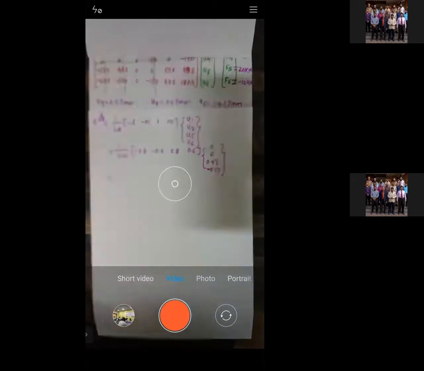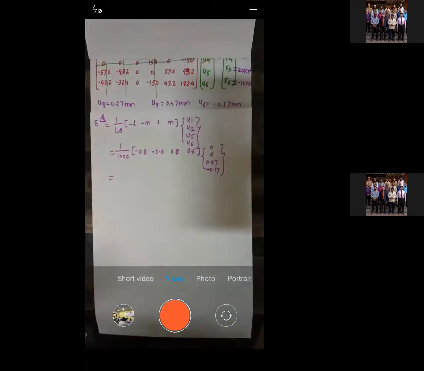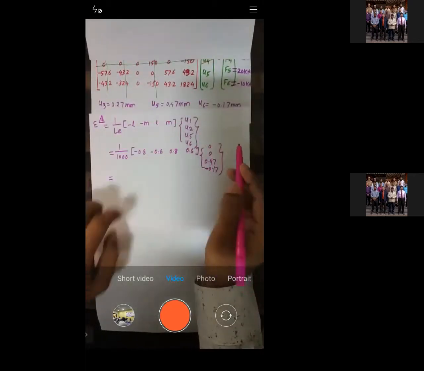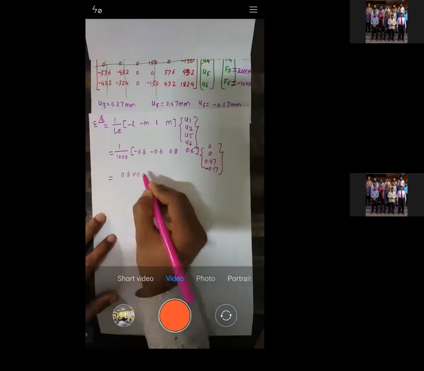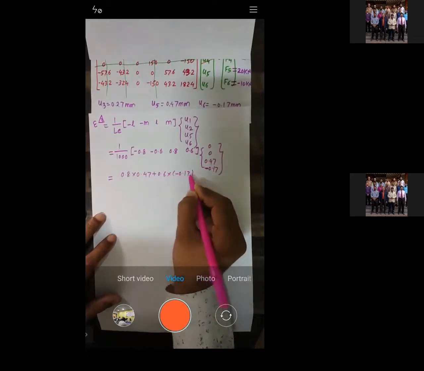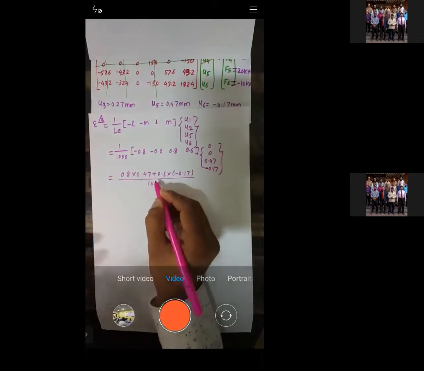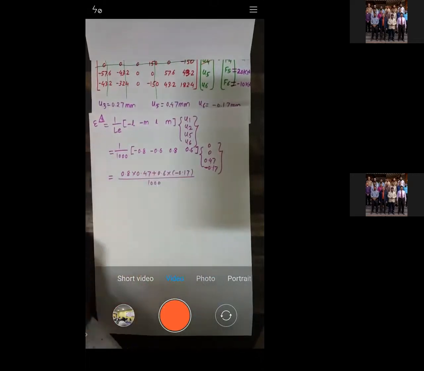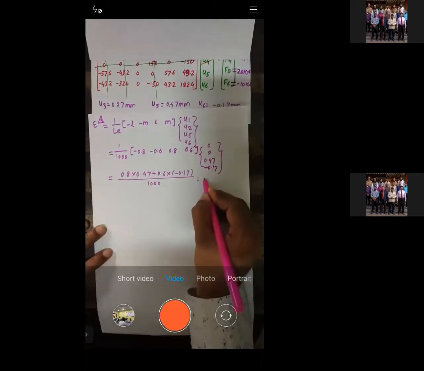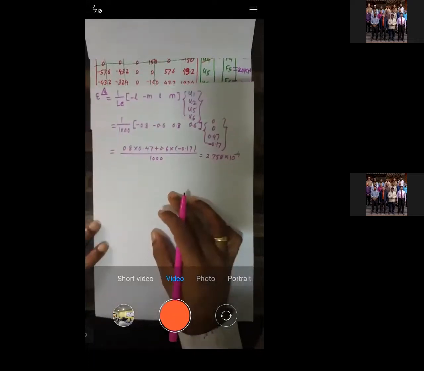Okay, let's calculate this value. We need to multiply again. This into this is 0, this is again 0. So 0.8 into 0.47 plus 0.6 into minus 0.17, divided by 1000. When we do this calculation, the value comes to be 2.758 into 10 raised to power minus 4. So now we have got the values of strain.